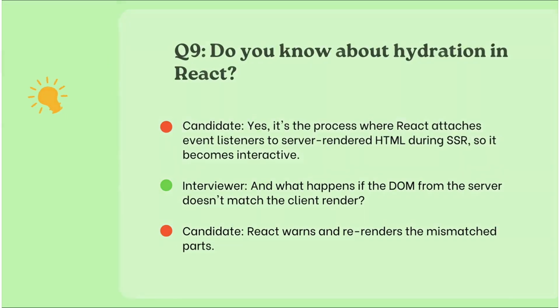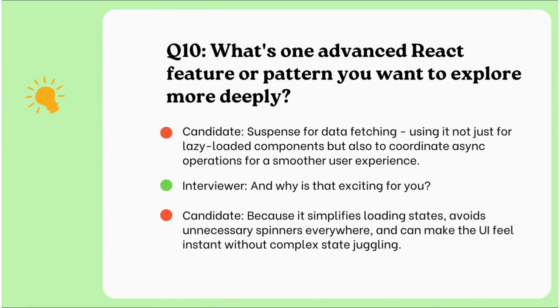Okay, last one. What's one advanced React feature or pattern you want to explore more deeply? Suspense for data fetching. Using it not just for lazy loaded components, but also to coordinate async operations for a smoother user experience. And why is that exciting for you? Because it simplifies loading states, avoids unnecessary spinners everywhere, and can make the UI feel instant without complex state juggling. Good. That's a solid answer.